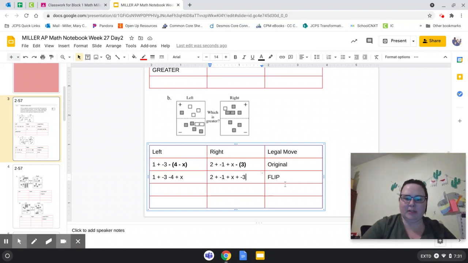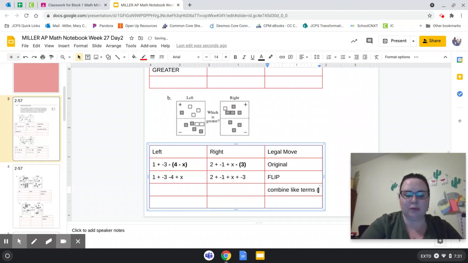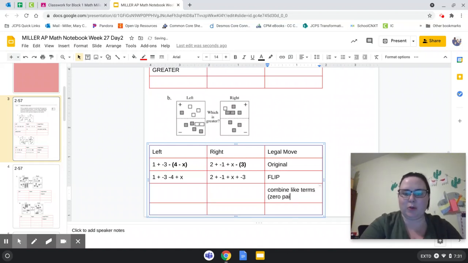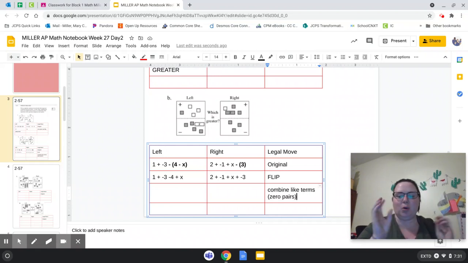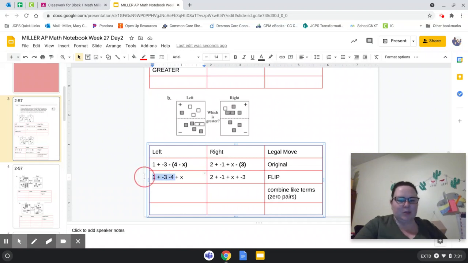So now all I'm doing is combine like terms, which is also known as zero pairs. I don't care which way you list it, as long as you know what you're doing. Zero pairs technically refers to when they're algebra tiles, whereas combining like terms is the more proper algebraic name of it. So when we combine this 1 plus -3 plus -4, okay, we're actually taking away one of the negatives by making a zero pair.